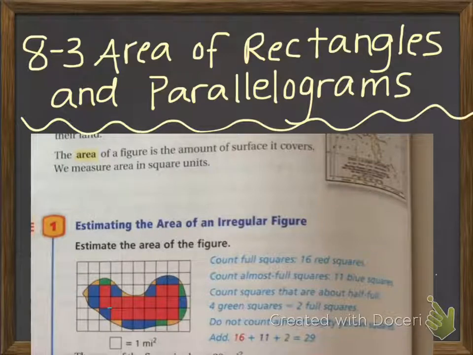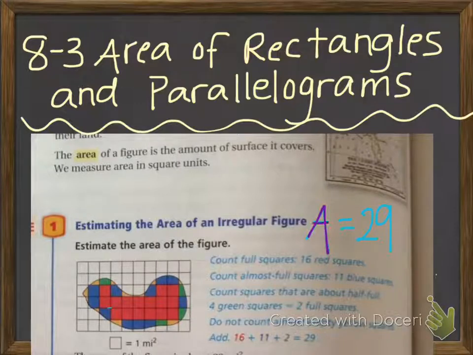Then we look at the ones that are about half. About half are the ones represented in green. So I have 1, 2, 3, 4. I think just 4. That means 2 full squares, because 2 halves make 1. Then we add them all up together and we get 29. So the area equals 29, and we have to label it.